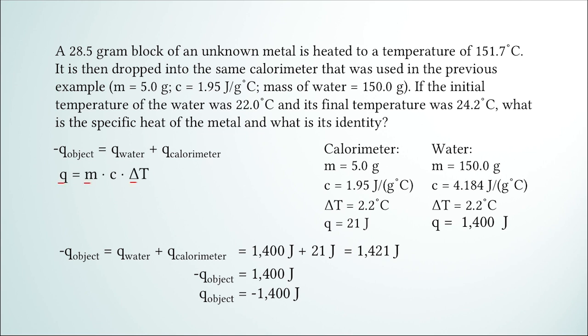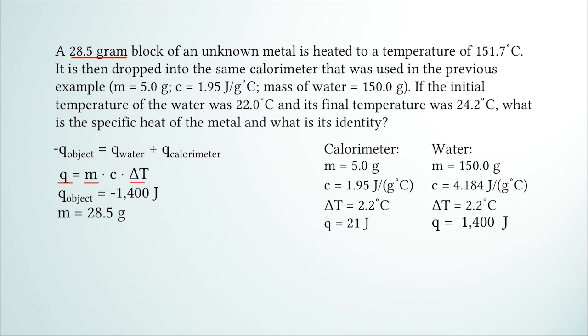Looking at equation 12.1, if we have the mass of the metal, its heat lost, and the change in temperature, we can find its specific heat. Well, we have the Q of the metal. We're given the metal's mass at 28.5 grams. What is its change in temperature?